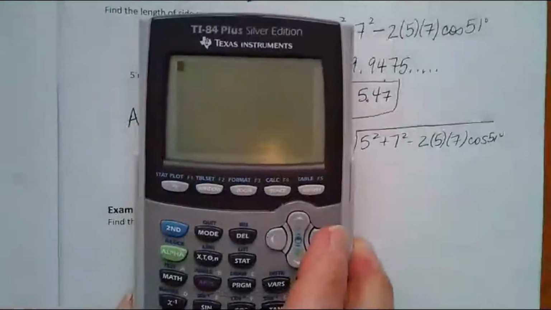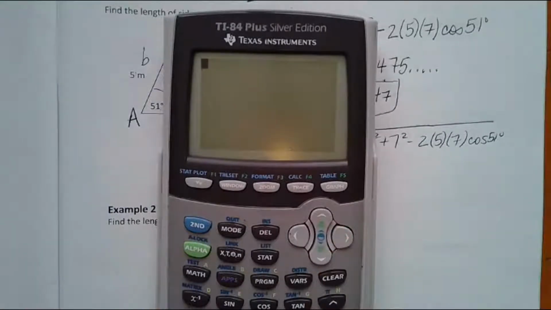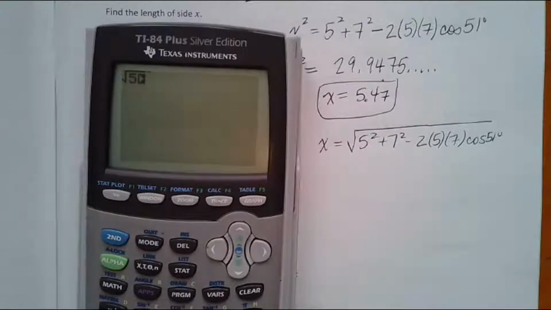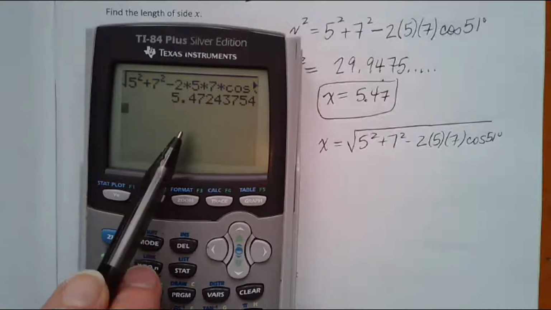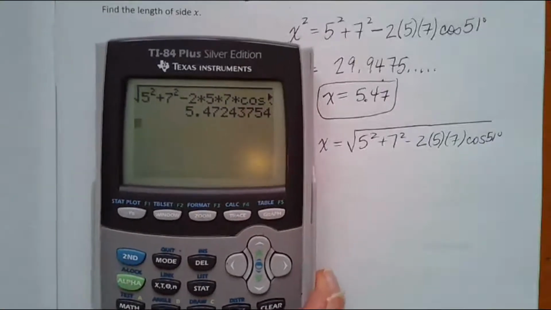So it would just look like this. Just press your square root button first, and then just type this big mess in: 5 squared plus 7 squared minus 2 times 5 times 7 times cos 51, right? And you'll get the same answer, okay? That might be easier in a way.